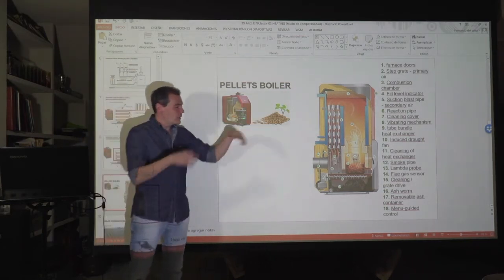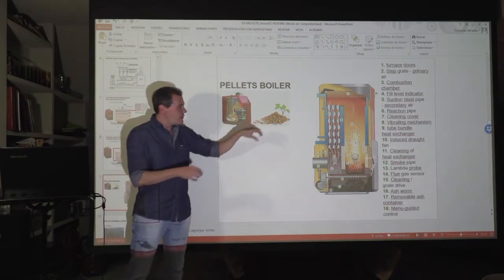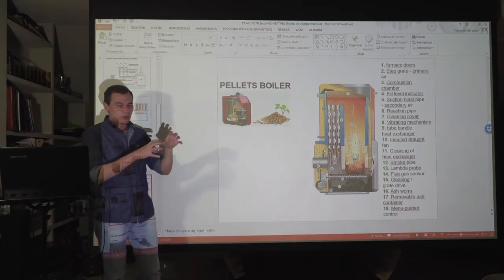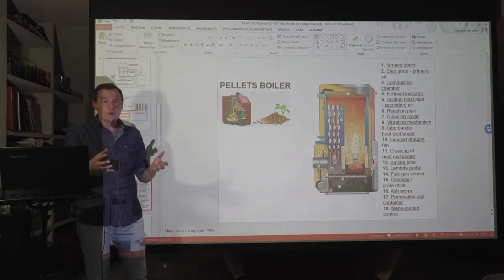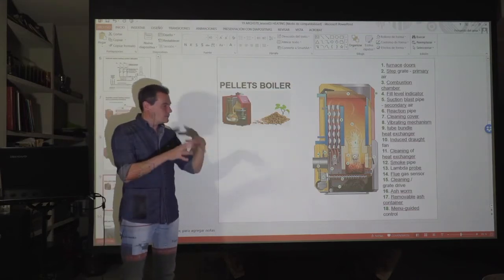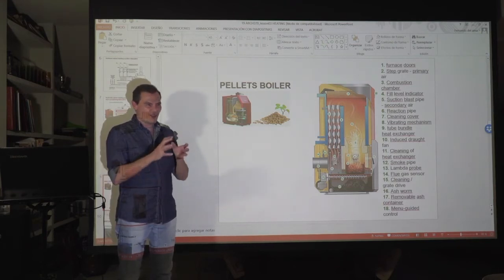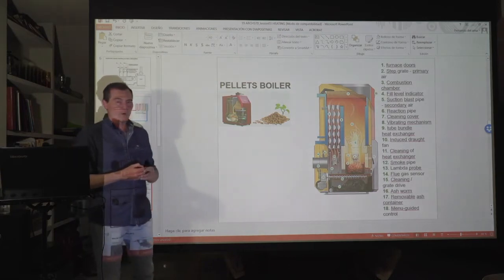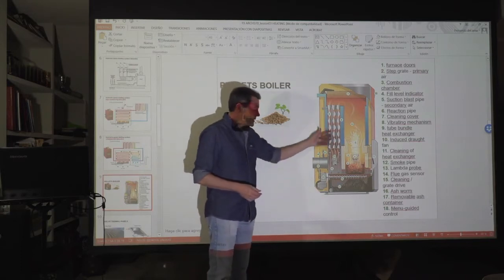We grind that wood, and then we create those small cylinders, and the burning capacity of those pellets is much better than the burning capacity of the wood that comes from the trees. So it's the same material, but we have to modify the wood, or manufacture it, to modify the performance of that wood, and then we have these kind of boilers. But it's the same. We burn something.